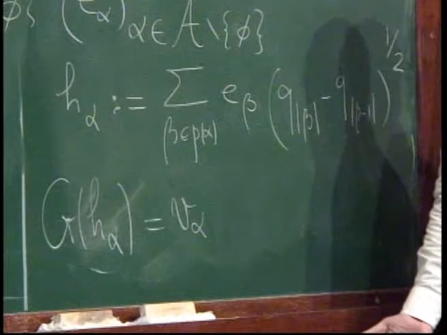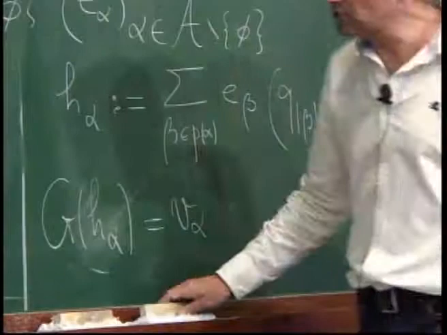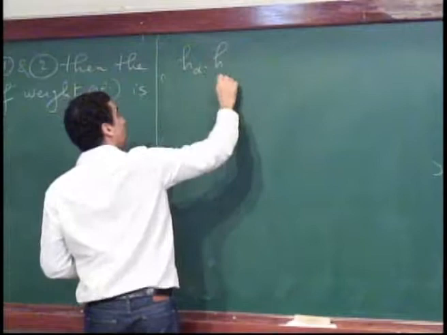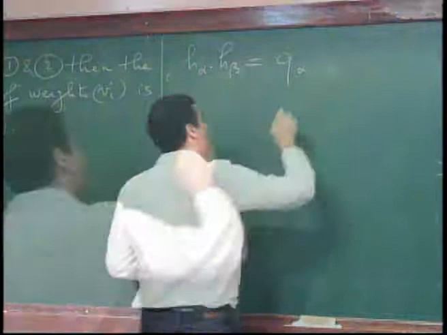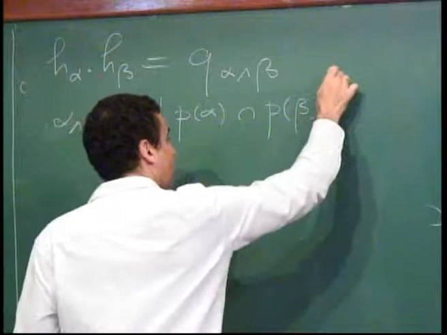But now this is way more interesting, because these vectors now are not simply orthogonal, the overlap is not 0, 1. What is the overlap of two such vectors? The overlap of H alpha and H beta is very simple. It's Q at alpha wedge beta, where alpha wedge beta is simply the cardinal of the intersection of the two paths. So let me explain what this is.